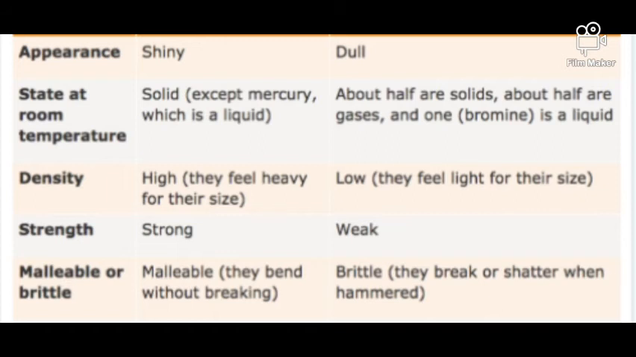Next is density. Metals are high density, non-metals are low density. Their strength: metals are always strong and non-metals are always weak. Metals are strong, so they are malleable, that is, they do not break, they bend, they extend as much as they can without breaking. But non-metals are weak and they are brittle, they break and shatter at any point.